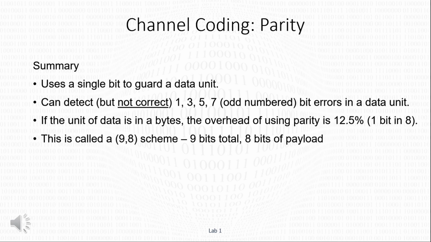If the unit of data is in bytes, then the overhead of using parity is 12.5%. It's 1 bit in 8 bits. This is called a 9-8 scheme because there are 9 bits in total to encode or protect 8 bits of payload.